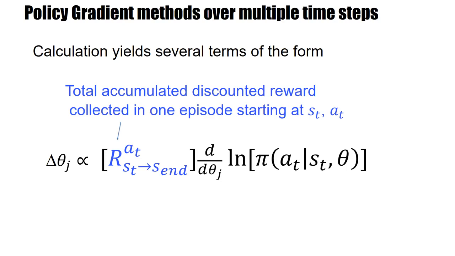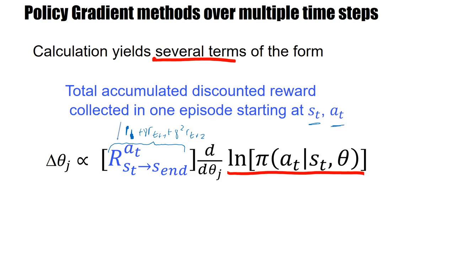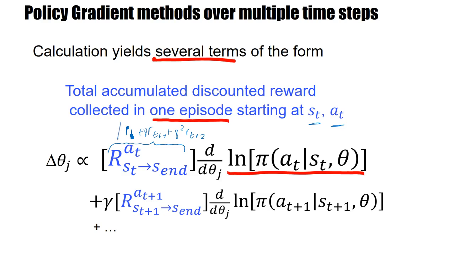So what we have seen is that the calculation yields several terms of this form. What I had written was R_t plus R_{t+1} plus R_{t+2}. But if you think about this, this is the total return that you get starting in state S_t with action A_t. So this is the total return in one single episode, in one single trial, starting at state S_t with action A_t, and you continue to the end. And this was the first term, and I said there are several terms. Then there's the next term. This is the total return from the next state, and then there will be yet another term, and yet another term.